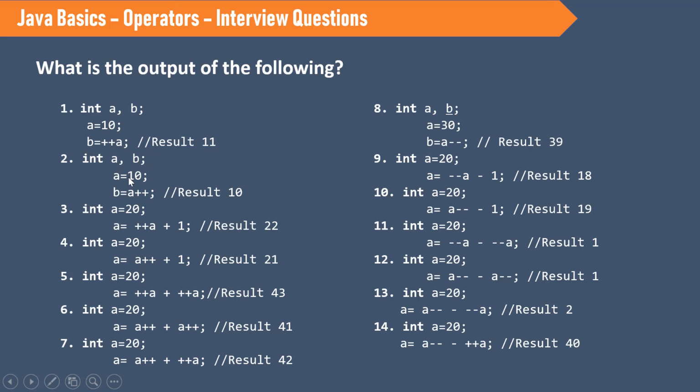Similarly, we have two variables a, b, where a equals 10 and b equals a++. This is a postfix operation. So first the a value will be assigned to b and then the a value will be increased to 11. So the b value will be 10.